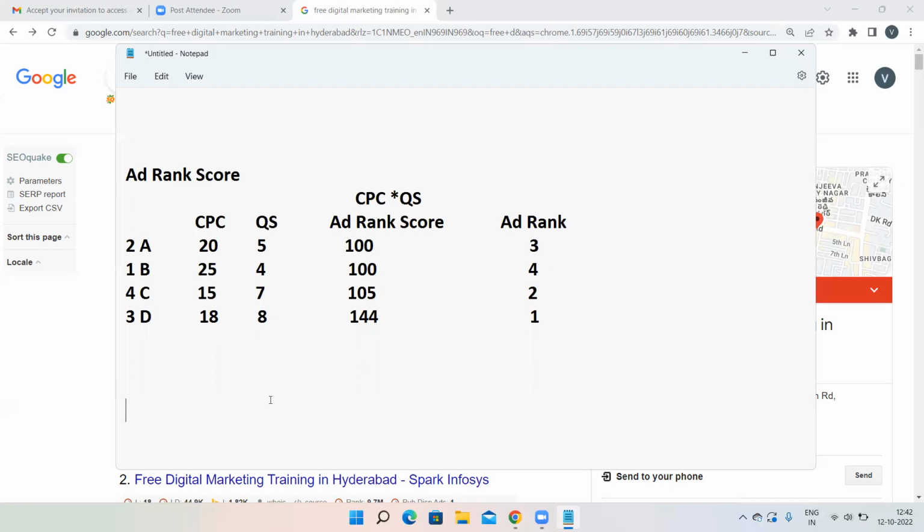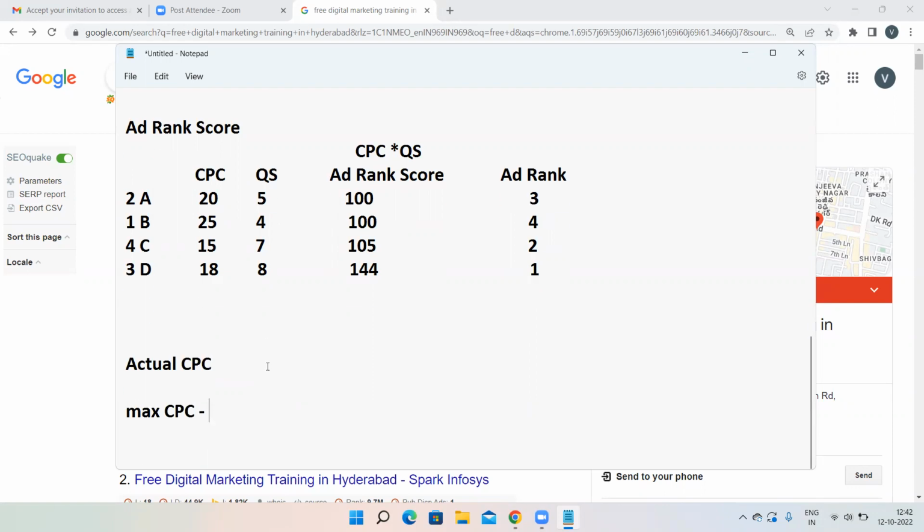The quality score is done and ad rank score is done. Now let us talk about actual CPC. Sanjay, tell me the concept of maximum CPC, which we have learned in yesterday's class. My max CPC is 80 rupees, Sanjay. What does that mean? It means that's the maximum you can spend per day.